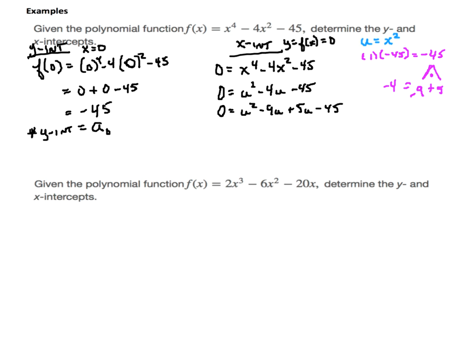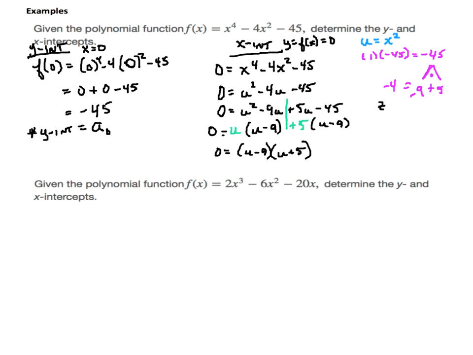Now I divide and conquer, so split it down the center. Here I can take a u out, and I'm left with u minus 9. The other two terms, I can divide out a positive 5. Remember, you always want to put your sign on that second set. And this leaves me with u minus 9. This is still equal to 0. So I find out that 0 is equal to u minus 9 times u plus 5.